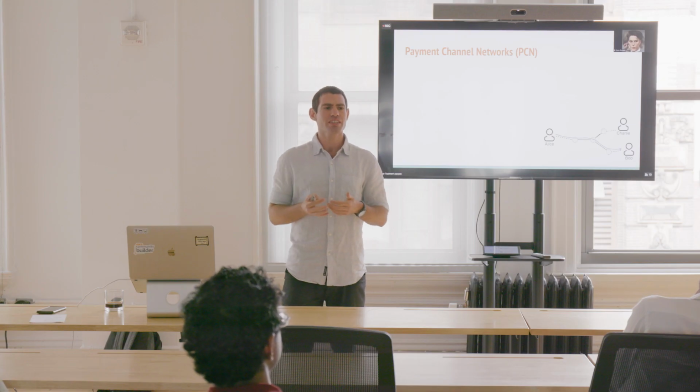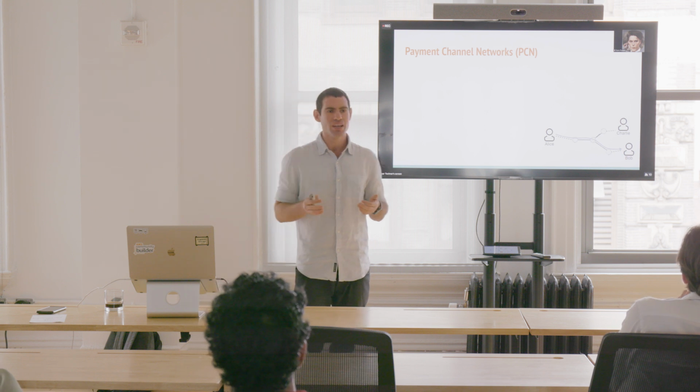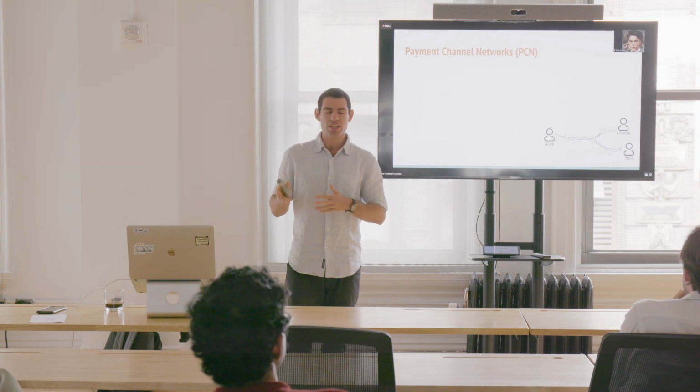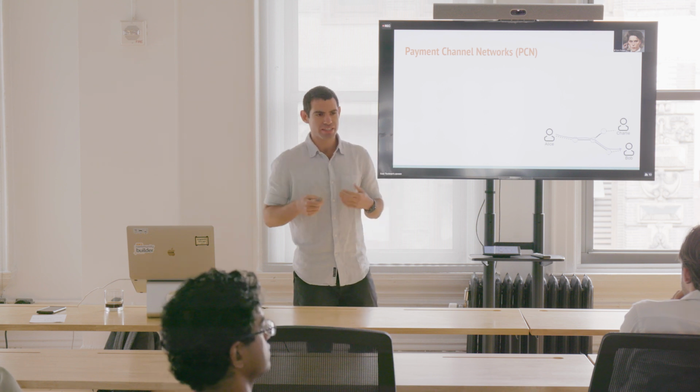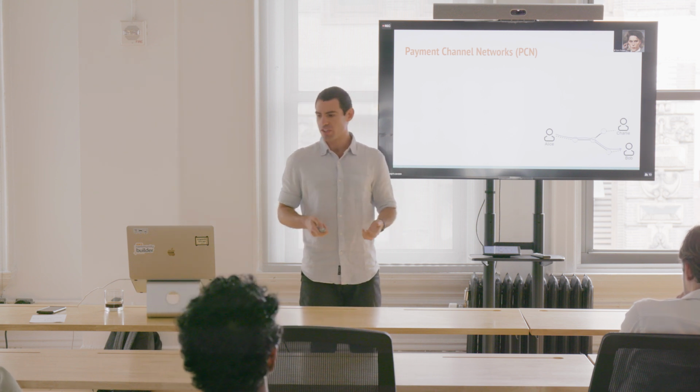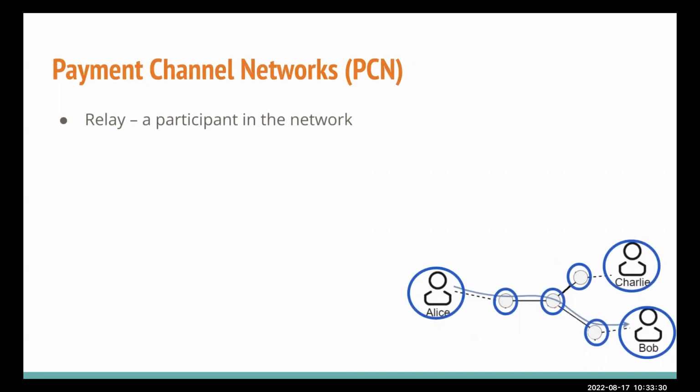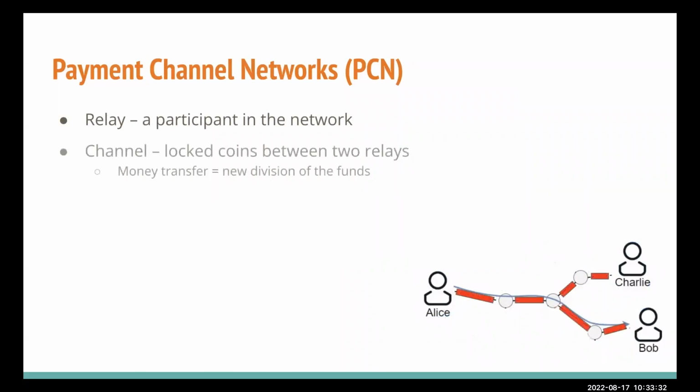But this talk is about Twilight, so let me first introduce the preliminaries. The first thing that I want to make sure everyone in this room knows is payment channel networks. So a PCN is a network. In every network, we have the relays, which are the participants in the network. We have channels. Channels are the edges between the relays.